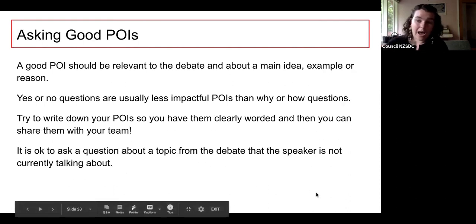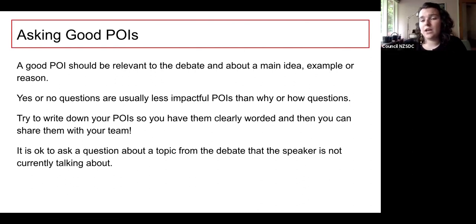So how do you actually ask a good point of information? The first thing is that it should be relevant to the debate, and you should be asking the point of information for a reason. Like you should have a sense of, why am I asking the speaker this question? The second thing is that yes or no questions are normally less impactful than open-ended questions.